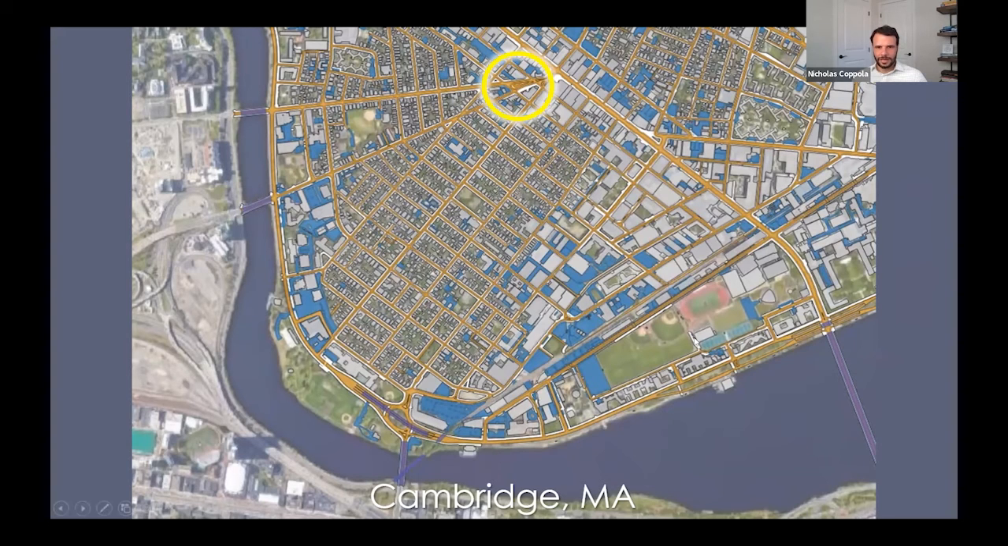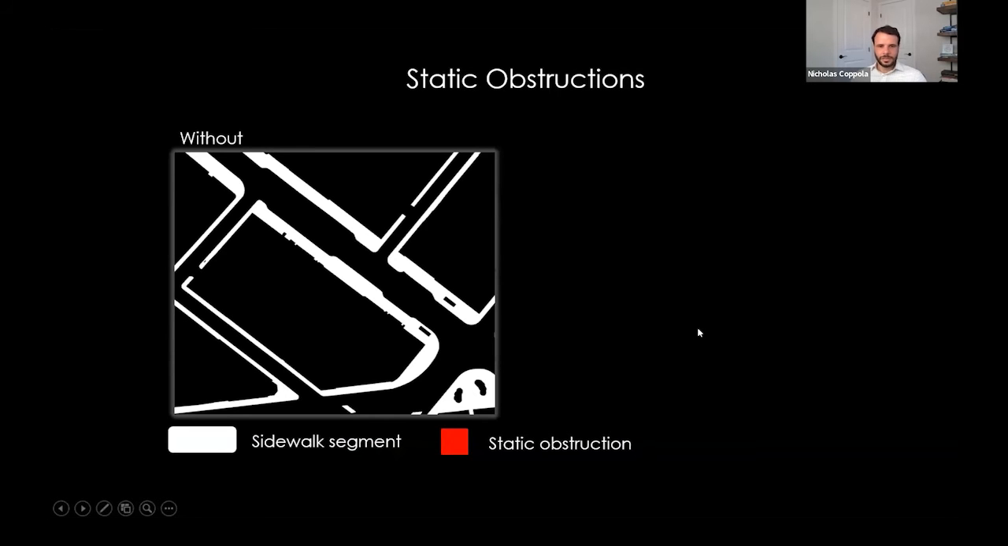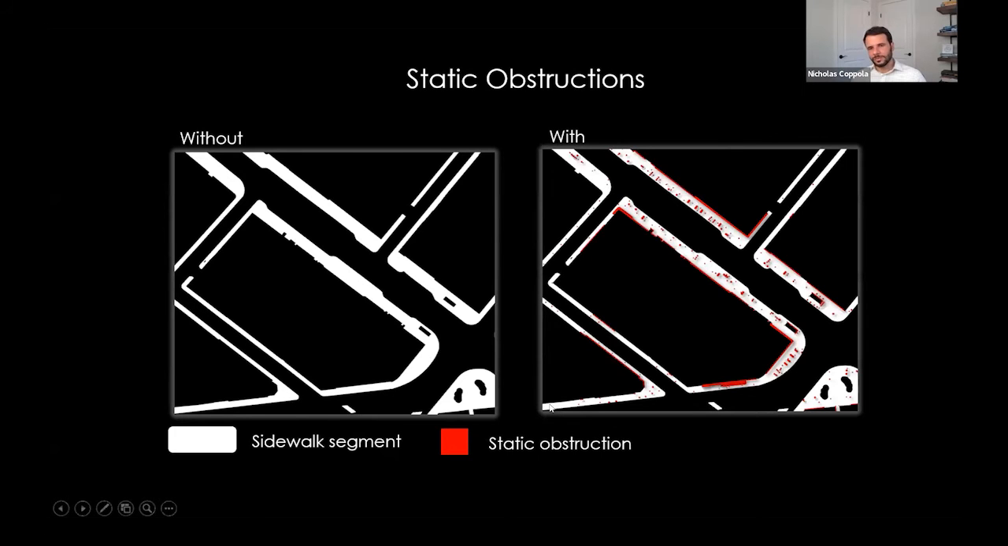So let's zoom into that yellow circle here to give you a better idea of what this looks like. When we downloaded the original sidewalk data, this is what it would look like. You get these very clean and clear looking polygons where it would seem as though these are great looking sidewalks. When in reality, when we also included the static obstructions, you get a very different visual now of what it would be like to be a pedestrian walking down this sidewalk.